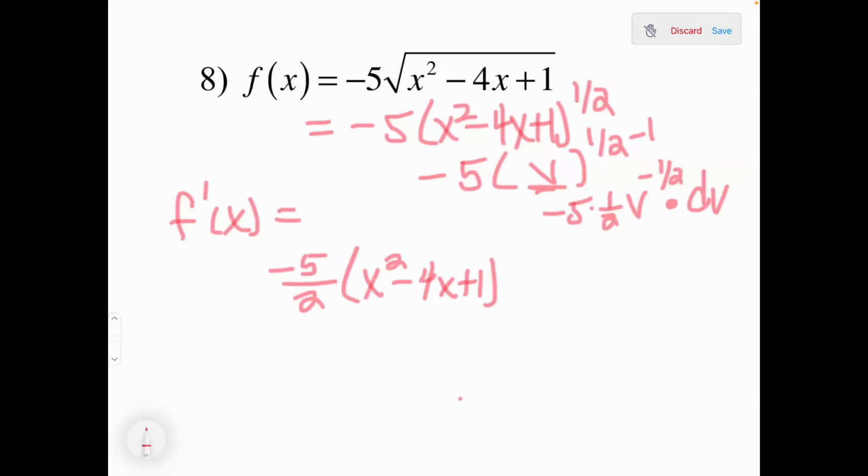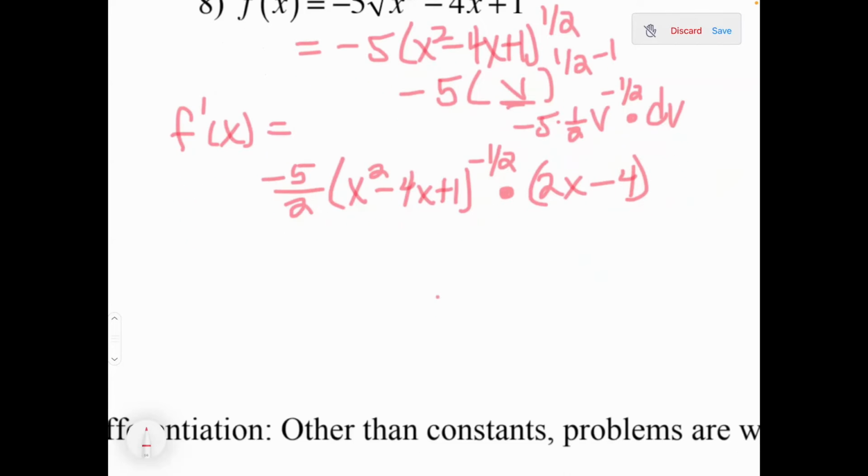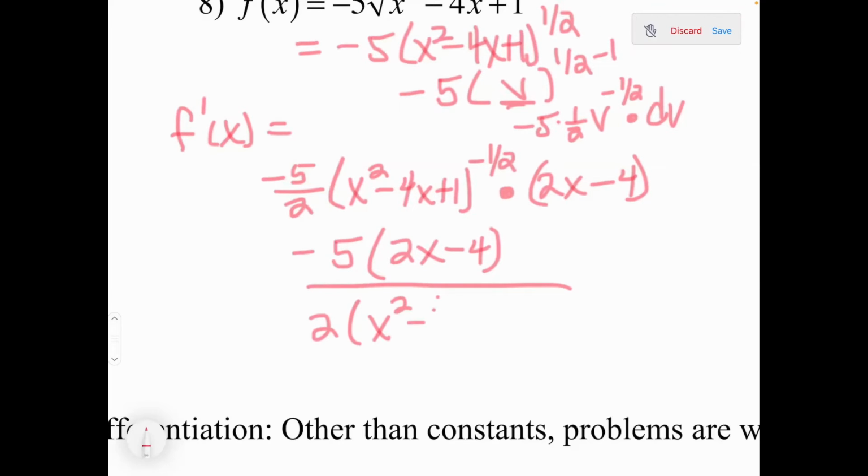It's going to stay the same. We're going to subtract 1 from the exponent. 1/2 minus 1 is negative 1/2. And then we're going to multiply that by the derivative of x squared minus 4x, and the derivative of that would be 2x minus 4. We technically would need that in parentheses since that's a quantity that we're multiplying by. We can clean this up a little bit. We get negative 5 on top, we get 2x minus 4 on top, and in the denominator, we get 2 times x squared minus 4x plus 1 raised to the 1/2 power. And if you wanted, you can switch that 1/2 power back to a square root.